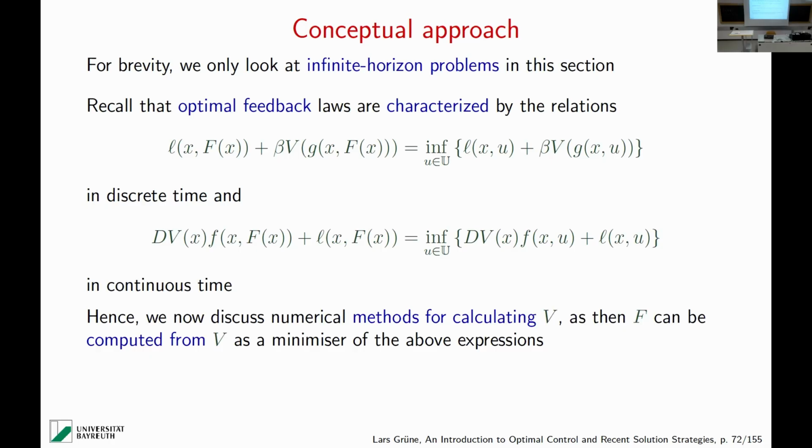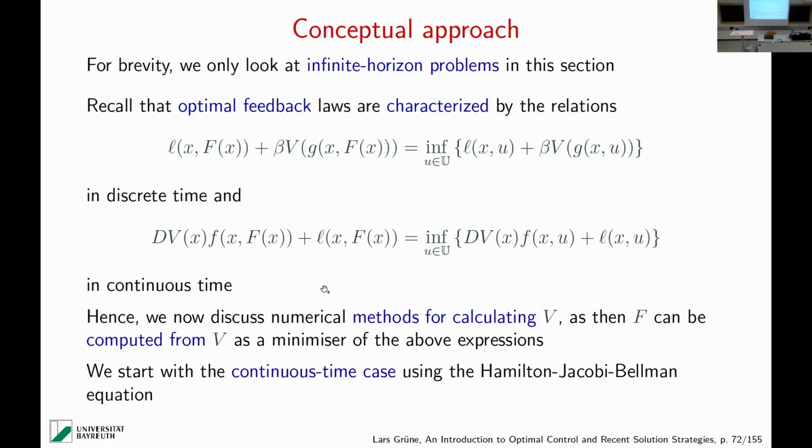What I will look at now are numerical methods for calculating v or some other quantity which is quite similar to v. Because once we have v, we can use f as the minimizer of the above expressions and are essentially done. So the difficult part is to compute v so that we can form this expression that we want to minimize. And I will start with the continuous time case where I use this Hamilton-Jacobi-Bellman equation, so the setting down here.